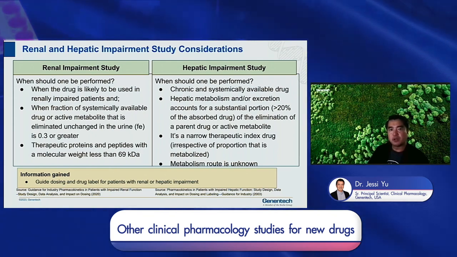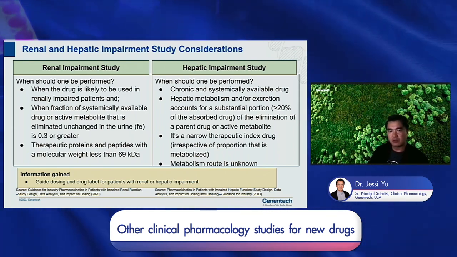So why do we need to do a renal impairment study? If your drug is likely to be used in patients with renal impairment, and renal excretion is a major pathway, or for your drug or an active metabolite it may be more than 30% of the total drug, you may be expected to conduct a dedicated renal impairment study.